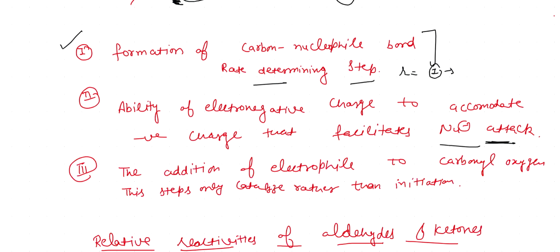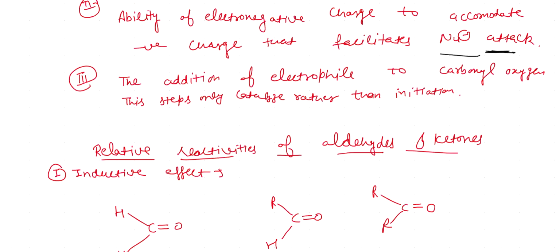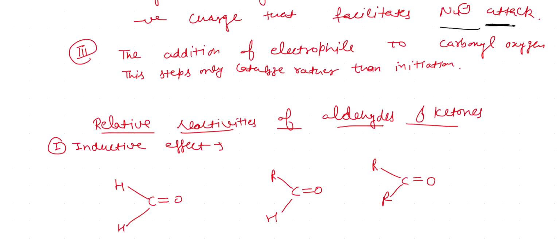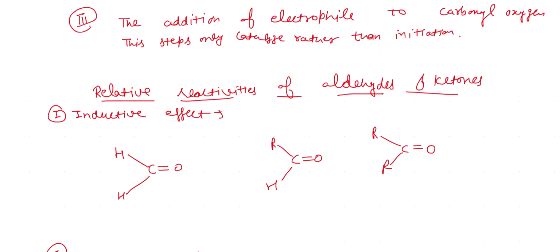Then let's discuss the relative reactivities of aldehydes and ketones, and both of them have a common functional group, that is carbonyl. This is your aldehyde. You can call it formaldehyde because in this the carbon is substituted with two hydrogens. That's why it is named formaldehyde. And this is your substituted aldehyde, and this is ketone.